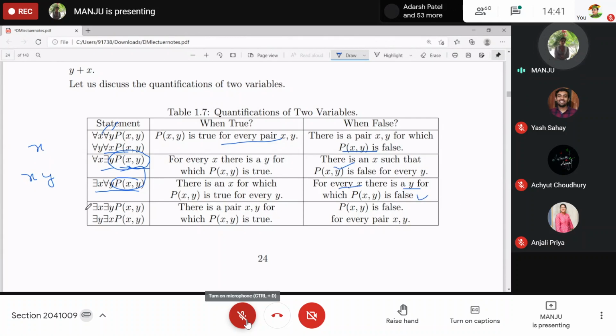Okay, and here there exists x, there exists y; there exists y, there exists x. This will be true if you find some pair for which it is true. And if you find pxy is false for all the pairs x comma y, in that sense it will be false. Clear?